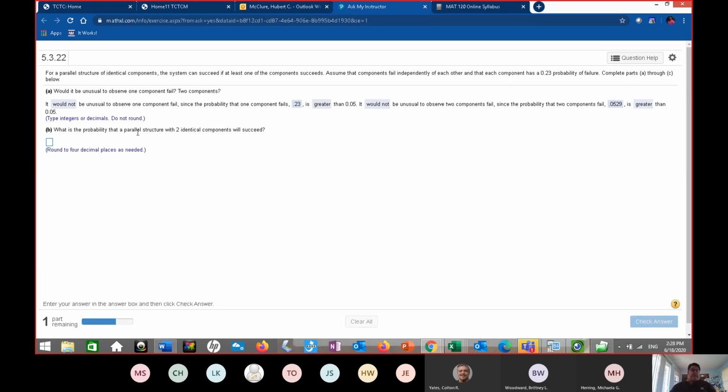What is the probability that a parallel structure with two identical components will succeed? Well, that would be 0.77 raised to the second power. Yes, sir. I would assume, right? I agree with you. 0.77 raised to the second. Somebody give me that, please. 0.5929.